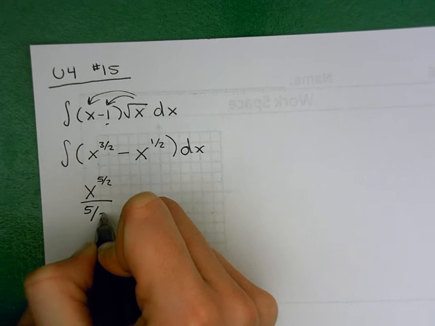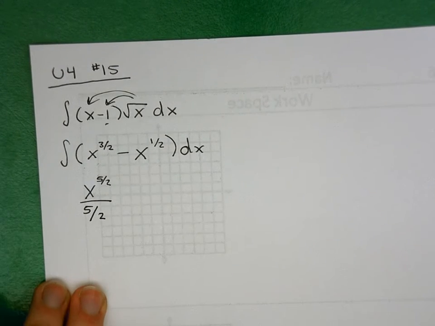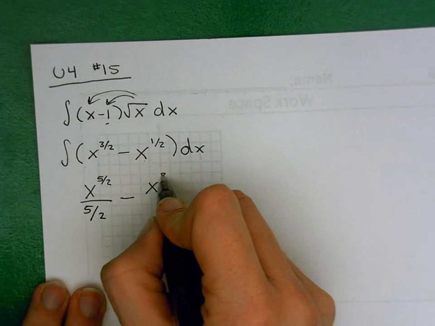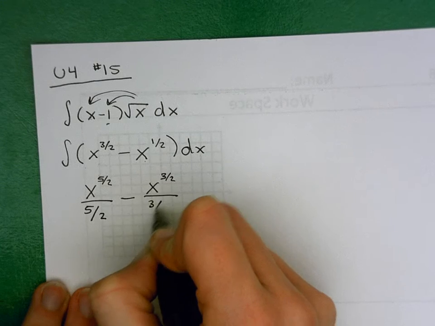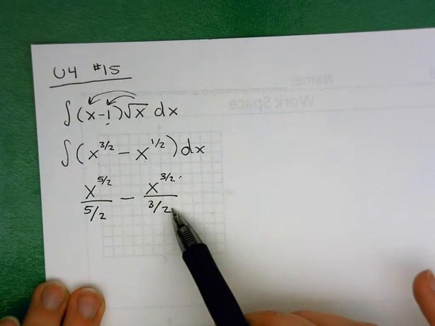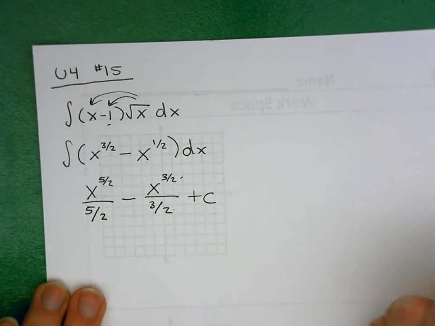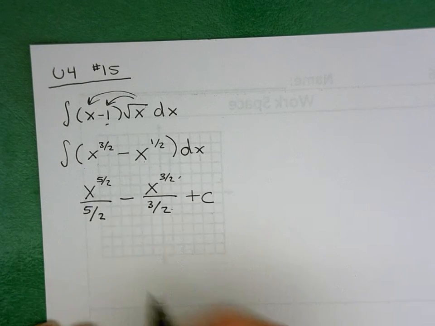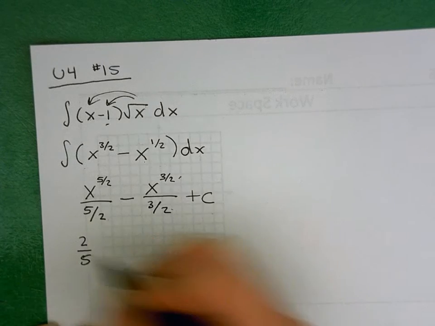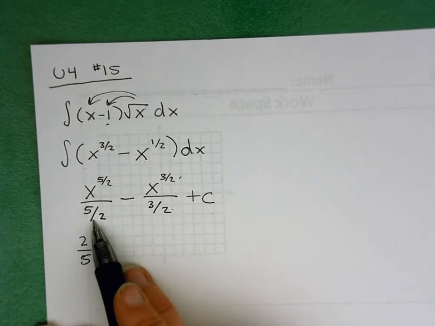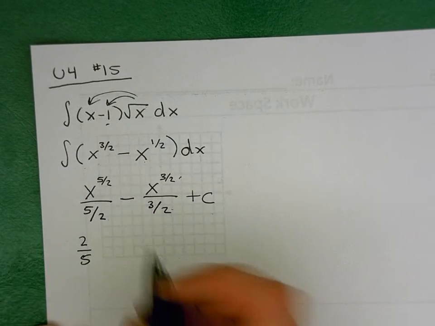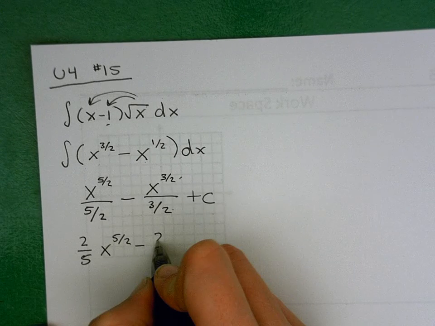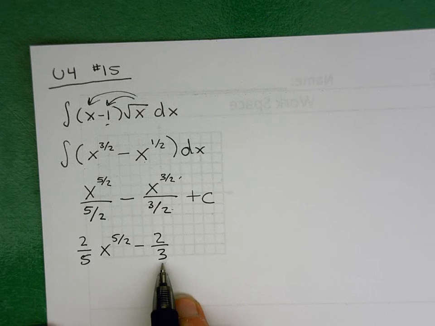Divide by the new exponent. Right? And then x to the 1/2, add 1 to the exponent, is 3/2. Divide by that new exponent. And then don't forget the plus c. Okay, and the last step here, dividing by a fraction is the same thing as multiplying by its reciprocal. So dividing by 5/2 is the same thing as timesing by 2/5. Same with over here, dividing by 3/2 is the same thing as timesing by 2/3.